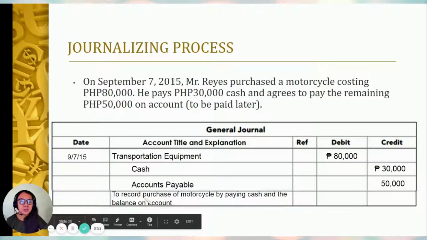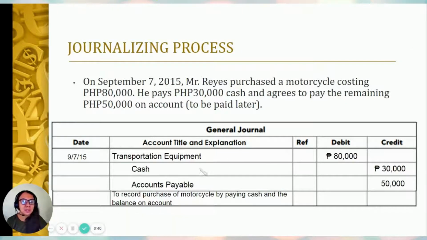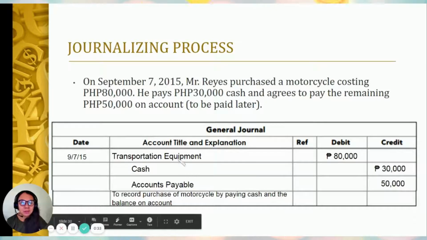Your explanation is to record purchase of motorcycle by paying cash and the balance on account. So your debit side is 80,000. And if you're going to add up the credit side, it's 30,000 plus 50,000. It's also equivalent to 80,000. So this is an example of a compound entry. We have transportation equipment, cash, accounts payable. So you have three account titles involved in one journal entry.